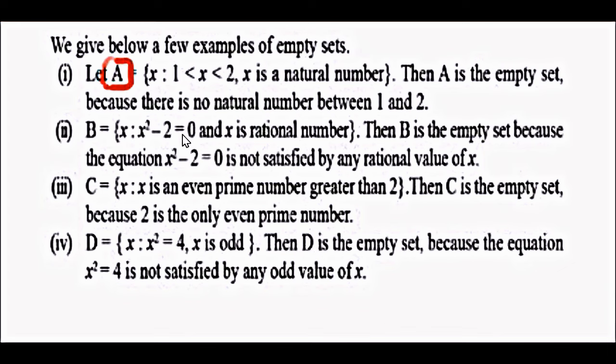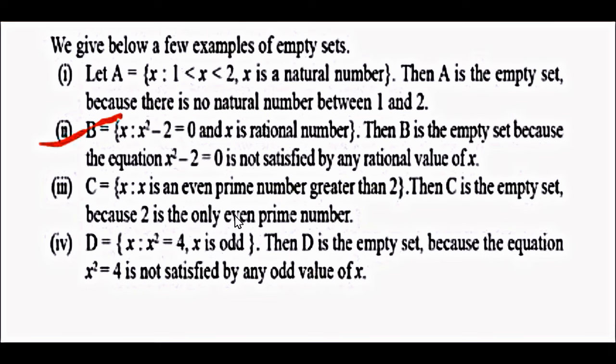x is equal to x square minus 2, where x is a rational number. You cannot find any rational number x such that x square equals 2, a rational number which when squared gives rise to 2. It is not possible. So it's an empty set.